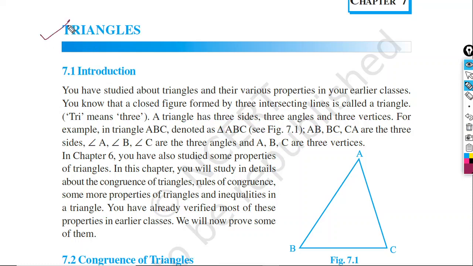Now we are going to discuss today chapter 7, triangles. So let's know what is a triangle. In your class 6, 7, 8 you know about the triangles. So again we'll say what is a triangle. A triangle is a three-sided polygon.